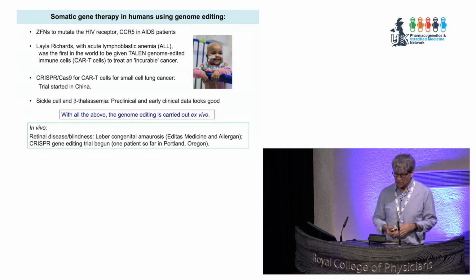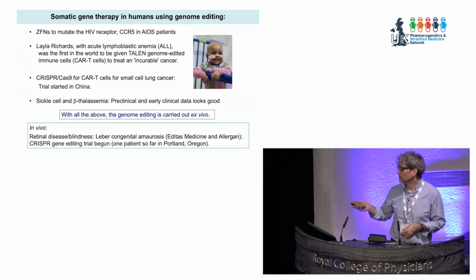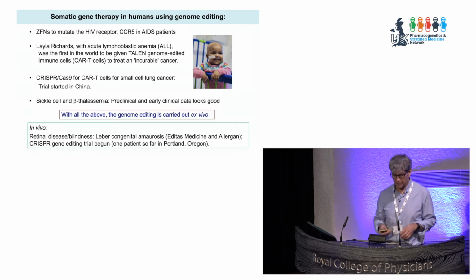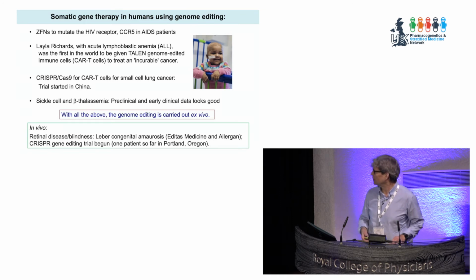So there are more and more examples now of somatic gene therapy in humans using genome editing, and these are some of them. In all these cases, the genome editing has been carried out ex vivo, but there are some trials beginning where it's in vivo. And Leber congenital amaurosis is one that has begun, and I think there's one patient, maybe two, treated, looking good, but very, very early days.